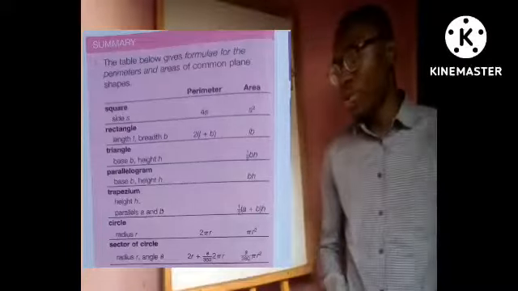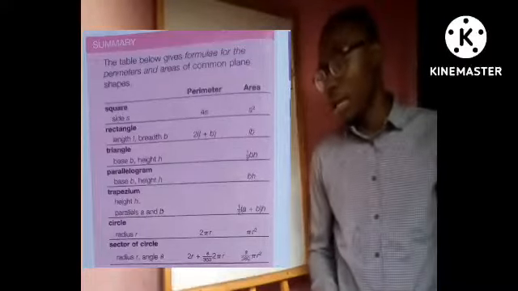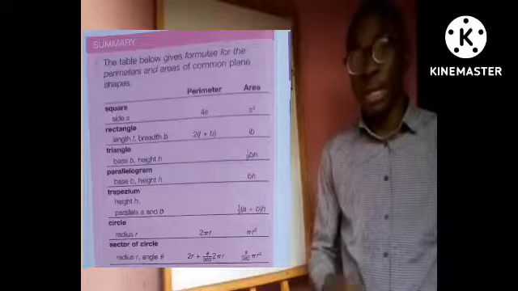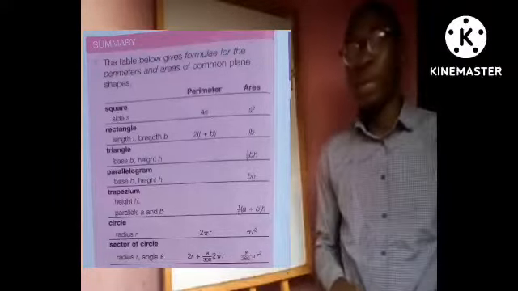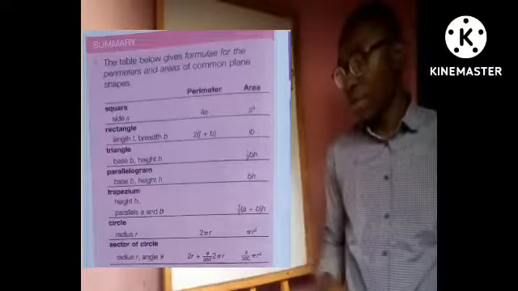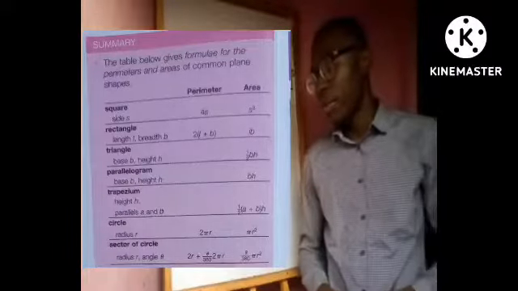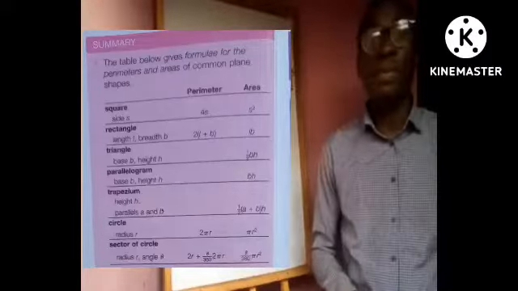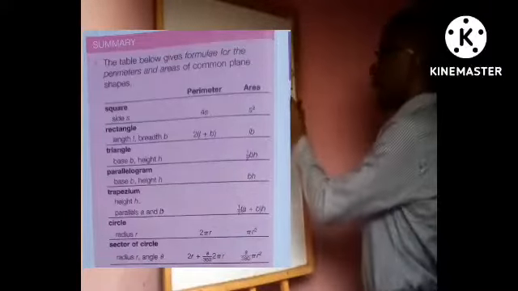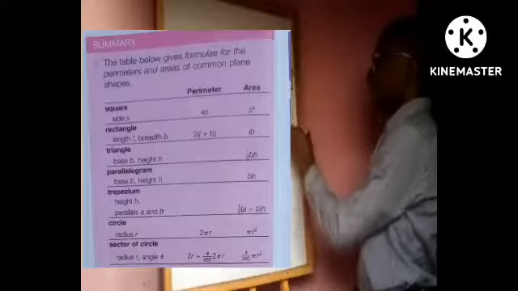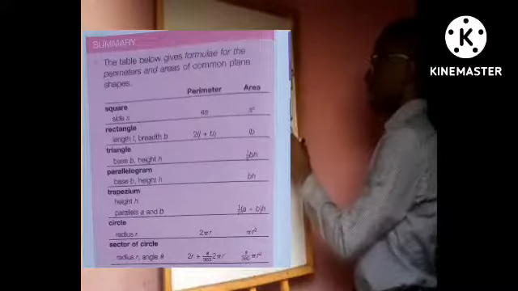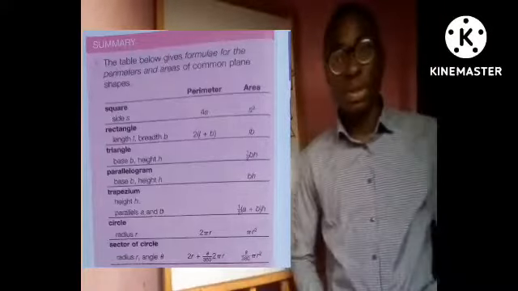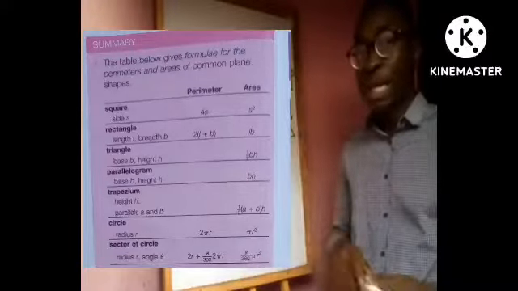Then let's go to rectangle. A rectangle has a perimeter of 2(l + b), as you can see on the table. That's the dimensions of a rectangle. Then we also have a triangle. A triangle has a perimeter of a + b + c, where the sides are a, b, and c. So if this side is a, this side is b, and this side is c, the perimeter of a triangle will be a + b + c. That is the sum of the sides.